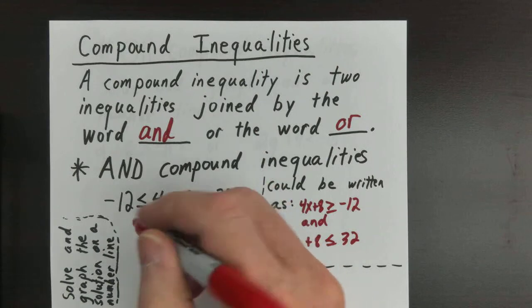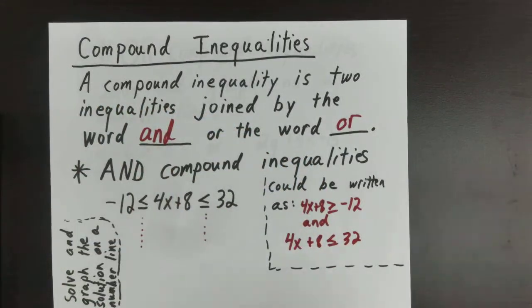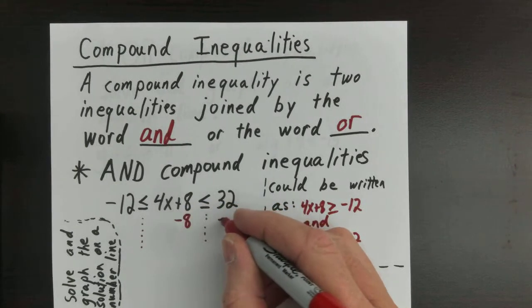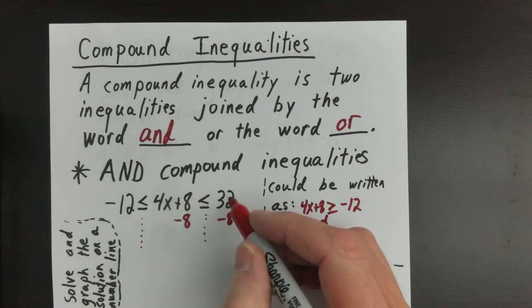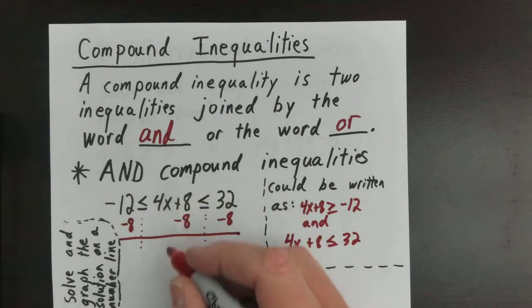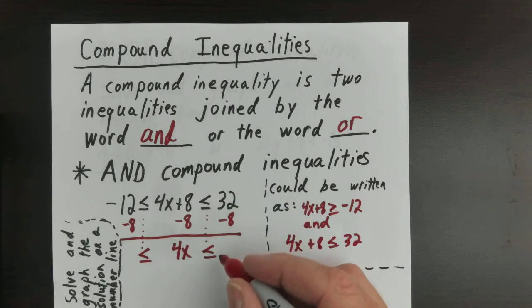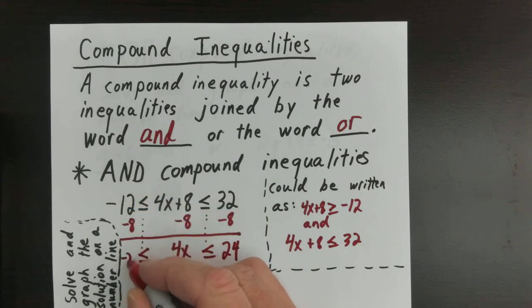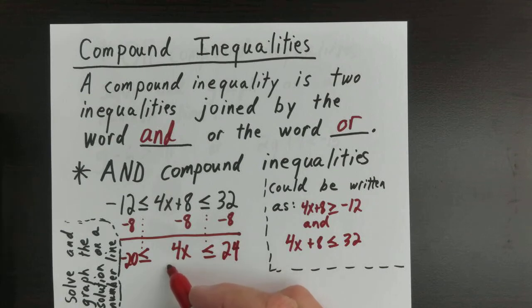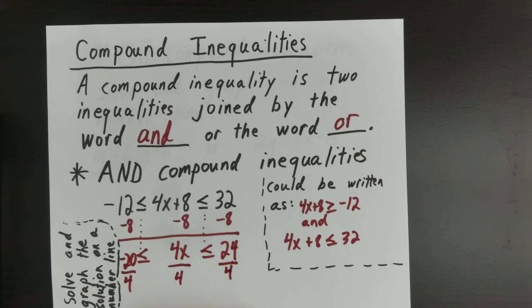And when it's set up this way, we can think of whatever we do to the middle, let's do it to the right side and the left side, just when we're solving. So if I subtract 8 from the middle, trying to get x by itself, I'm also going to subtract 8 from the right and the left. In the middle I have the 4x. 32 minus 8 is 24. Negative 12 minus 8 is negative 20. Then I'm going to divide by 4 in the middle, the right side and the left side.